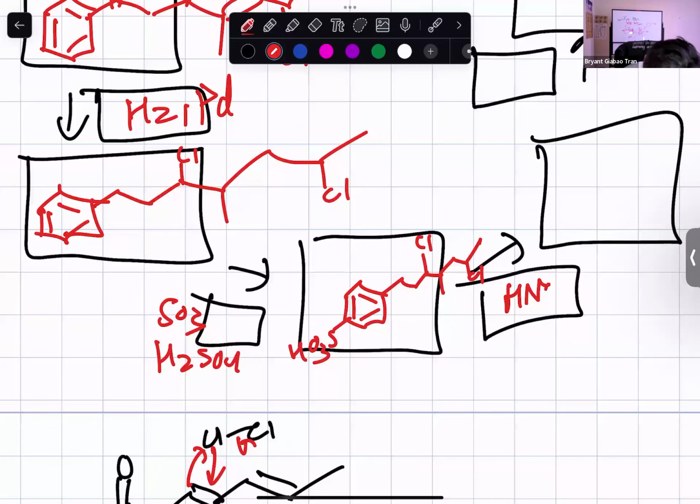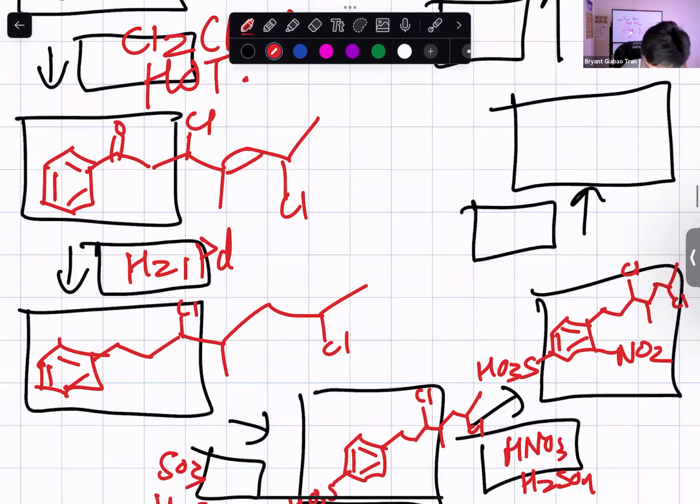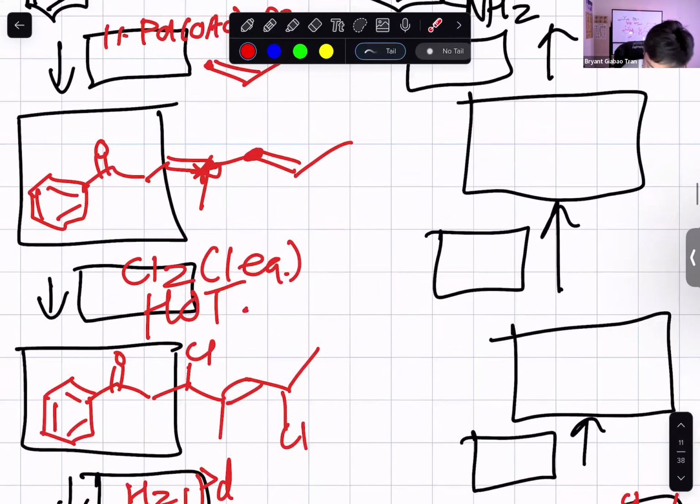And now we could do nitration to add the nitro group to the ortho position, right, without worrying about adding something to the para position because it's already blocked off, with HNO3, H2SO4. Okay. Now, once we have this group, what can we do to get rid of this sulfonate group? How can we deprotect the para position? Because we don't want anything in the para position at the end.